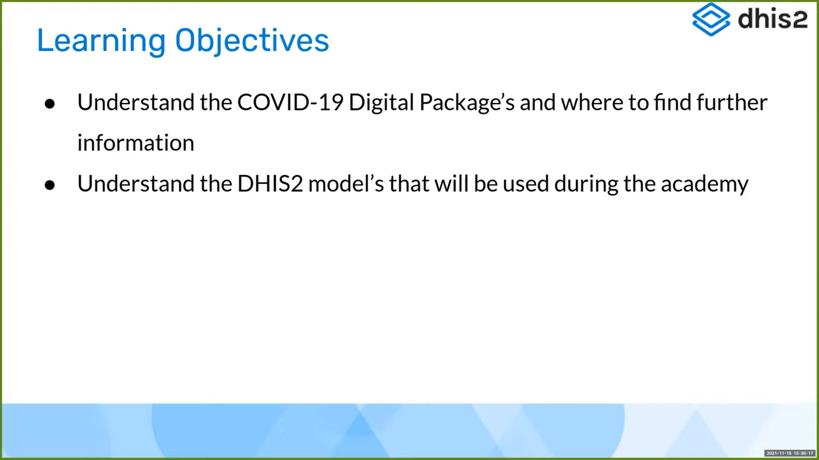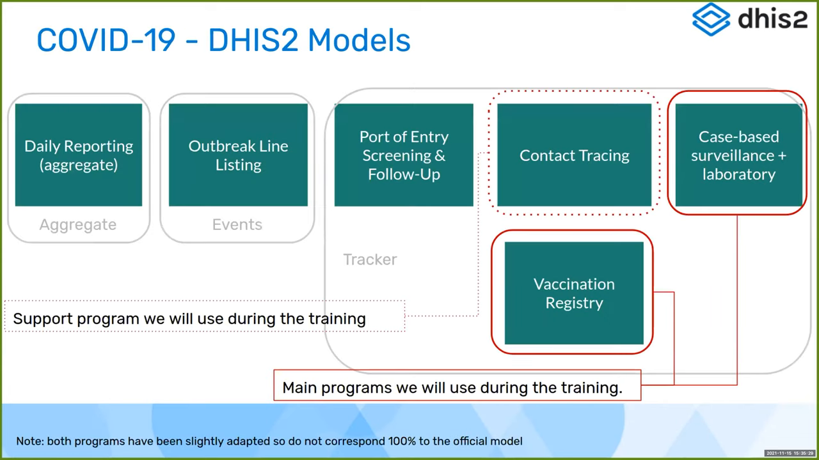Another objective is that you understand the DHIS2 model that will be used for this academy, particularly the COVID-19 digital package. The COVID-19 DHIS2 digital package was configured to capture both aggregate and tracker data. For the aggregate, we had daily reporting. And then you have the line list, for those who don't want to capture an aggregate but rather a one-time event. For example, if a person has been tested or screened for COVID-19, they can capture that kind of information, or it can be used for the ARAT, something like that.